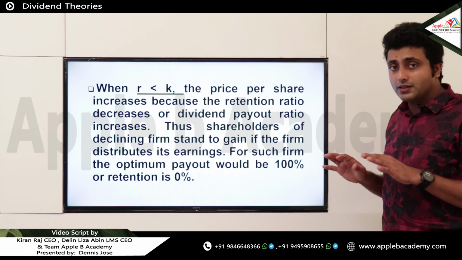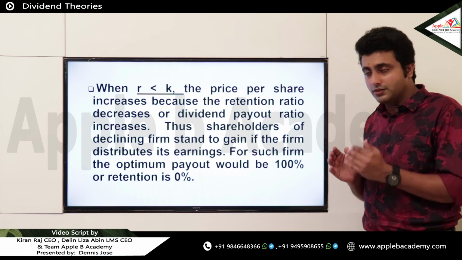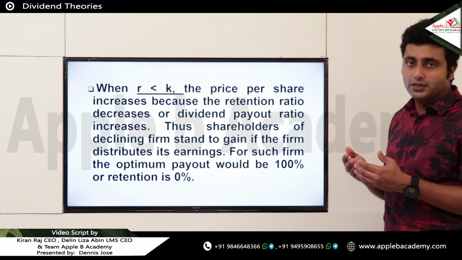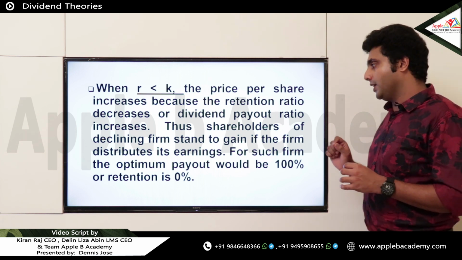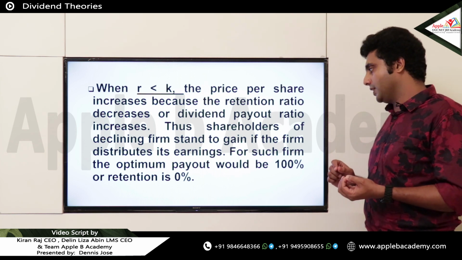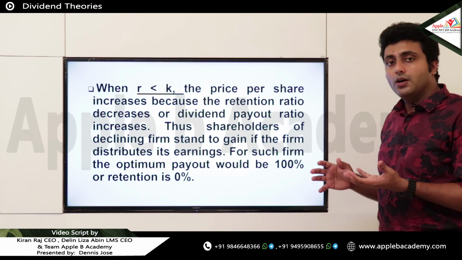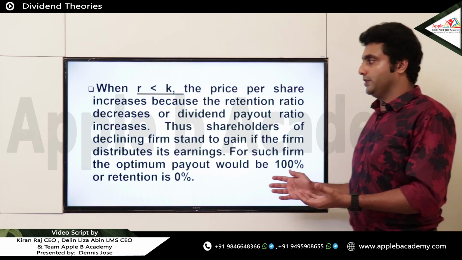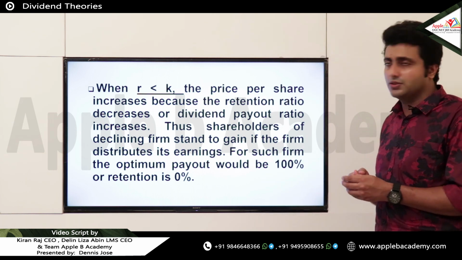So, when R is less than K, the price per share increases because the retention ratio decreases or the dividend payout increases. Thus, shareholders of a declining firm stand to gain if the firm distributes the earnings. For such a firm, the payout would be 100% or the retention should be 0%. So, almost similar to the Walter approach, nothing much different.